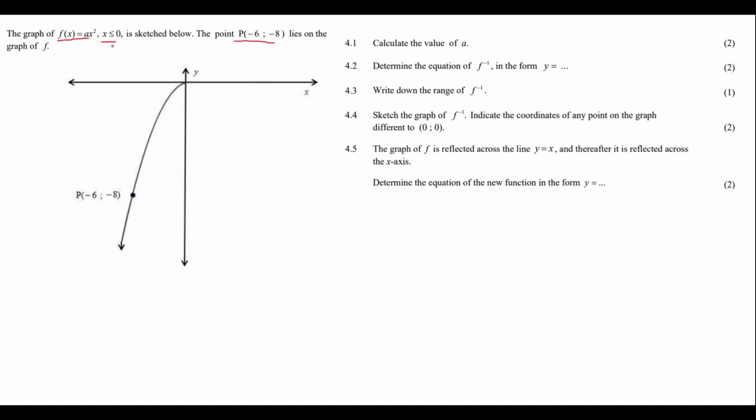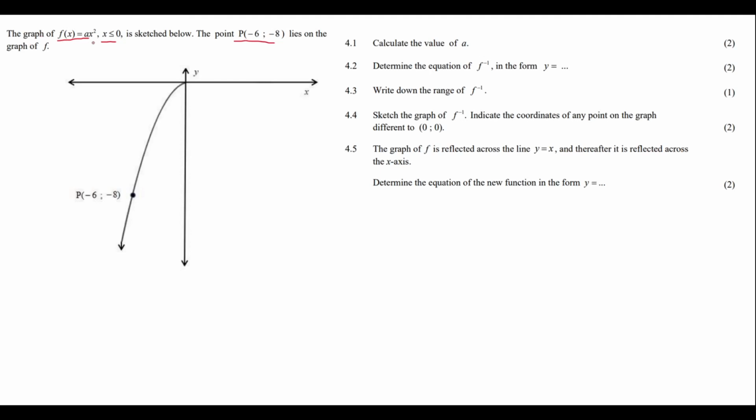But what has happened here? The domain has been restricted. Actually, if this is a full graph, it was going to be like this. And then the domain is restricted here, and we just have this arm like this. Okay, so this is a parabolic function.